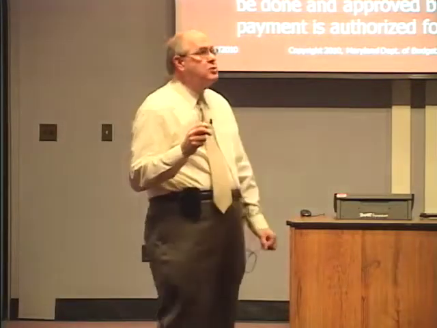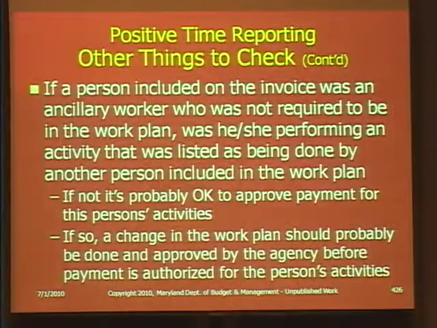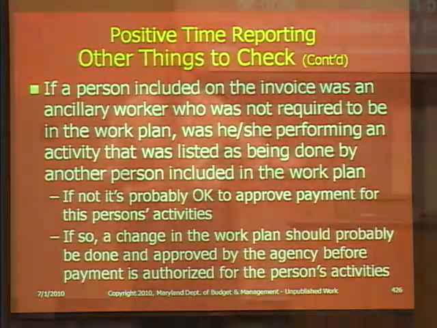If the person included on the invoice was an ancillary worker who was not required to be in the work plan, someone who does some home office support that you knew there were going to be some degree of indirect, and so the person wasn't listed, then what you need to ask and need to have as much as possible provided is, was he or she performing an activity that was listed as being done by another person on the work plan? So if it's ancillary, is it for a work that was in the work plan?